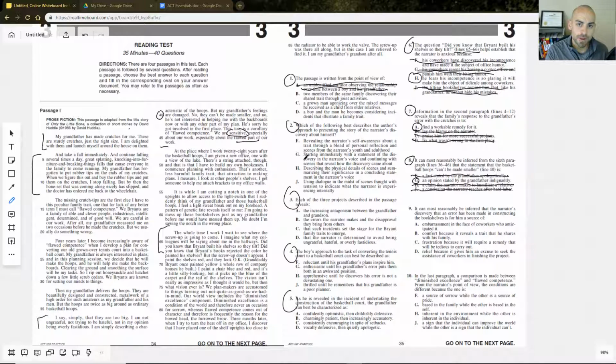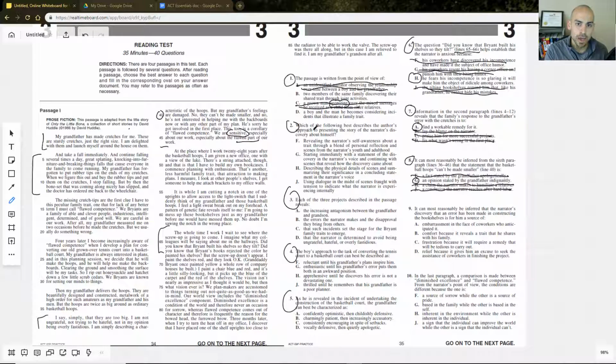B, two members of the family discovering their shared trait through joint activities. That kind of makes sense in some of these instances, but they're not even building things together. But that's a tempting answer. I'll keep it there for now. C, a grown man agonizing over the mixed messages he's received as a child from older relatives. The key word here is agonizing. There's nothing that we've read, and if you skim through the text here, you don't see anything that's synonymous with agonizing in terms of how he's receiving the messages. He's very matter of fact in all of those. So C is not going to be the right answer.